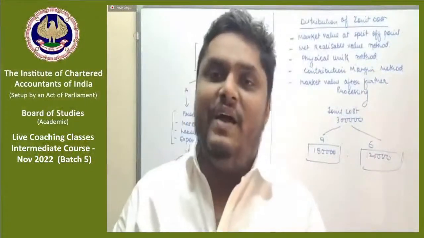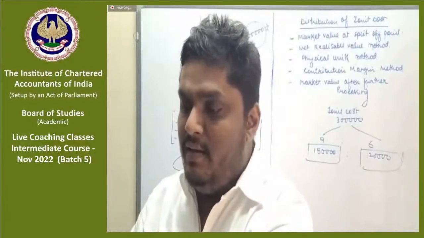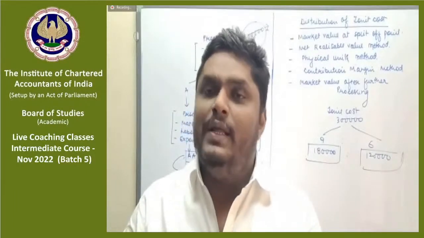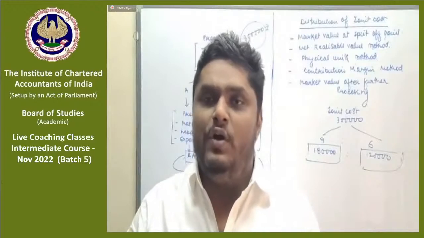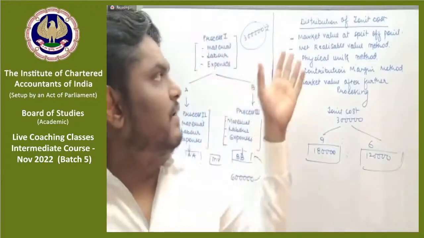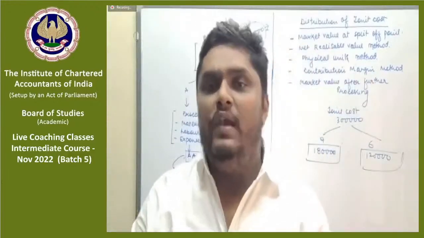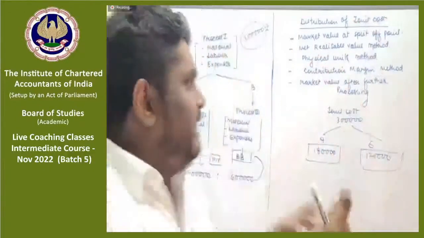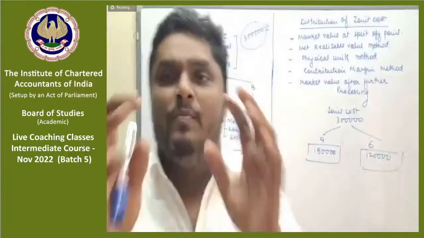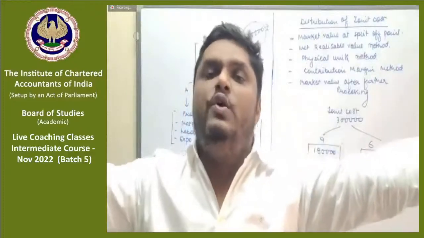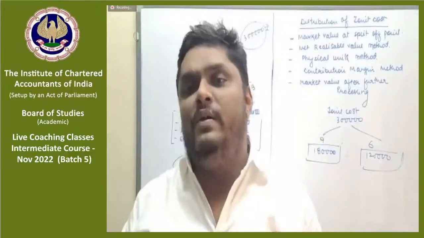Welcome back, guys, after a refreshing break. So we are done with all the methods of distribution of joint cost, wherein the first method is market value at split off point. If market value at split off point is given, very simple, distribute the joint cost in the ratio of market value at split off point.